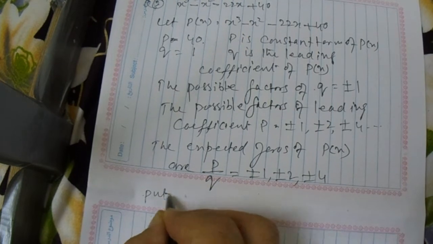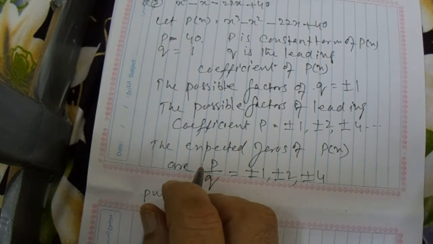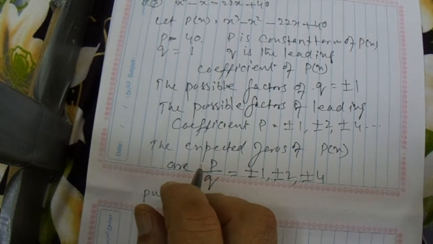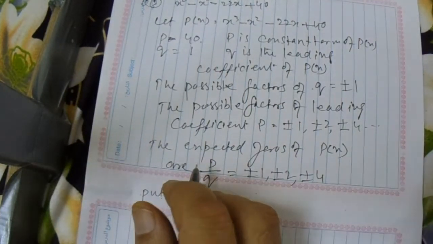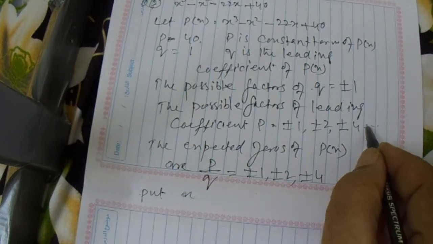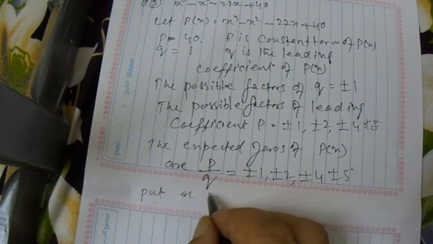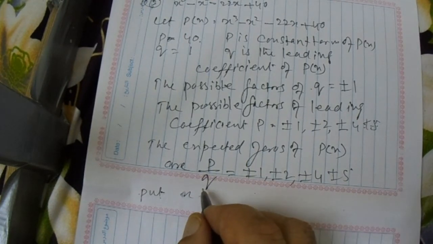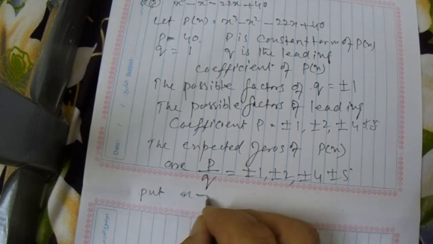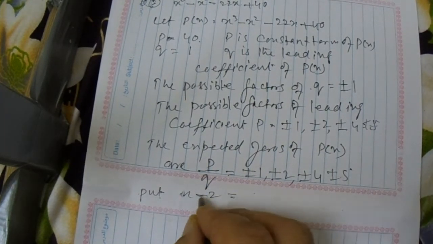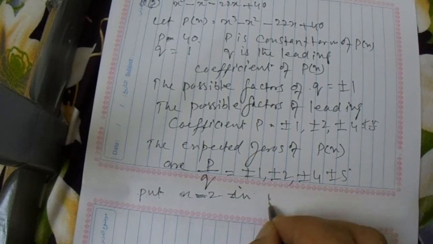Put x = ... now here also ±5 and here ±5. Put x = −2 in p(x).